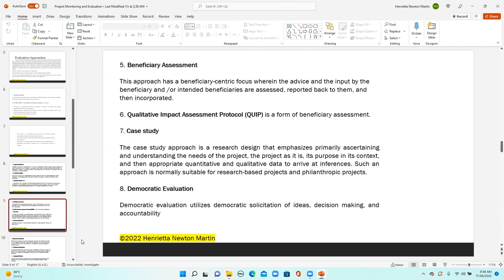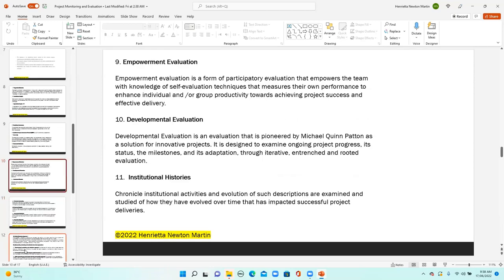Next is democratic evaluation. Democratic evaluation normally utilizes democratic solicitation of ideas, decision-making, and accountability. Next is empowerment evaluation. Empowerment evaluation is a form of participatory evaluation that empowers the team with knowledge of self-evaluation techniques that measure their own performance to enhance individual and group productivity towards achieving project success and effective results. It is normally borrowed from organizational development. It believes in empowering the team with the knowledge of self-evaluation techniques that measure their own performance to enhance what? Individual or group productivity towards what? Finally, achieving project success, bearing in mind the project vision, and that would lead to effective delivery.